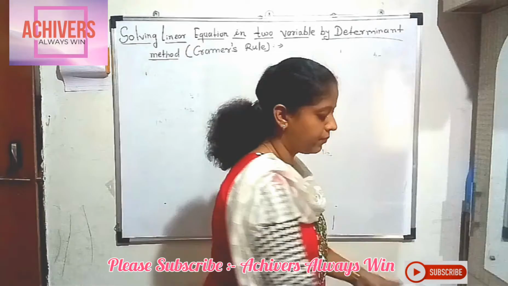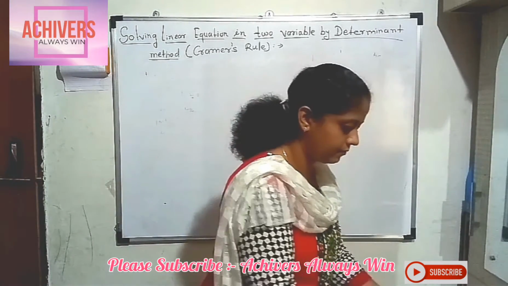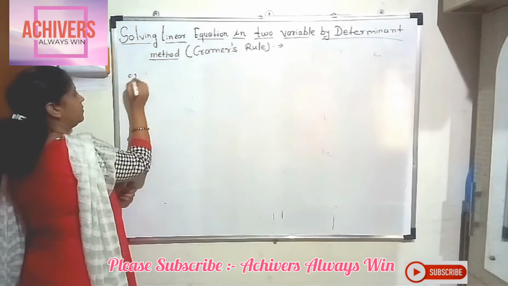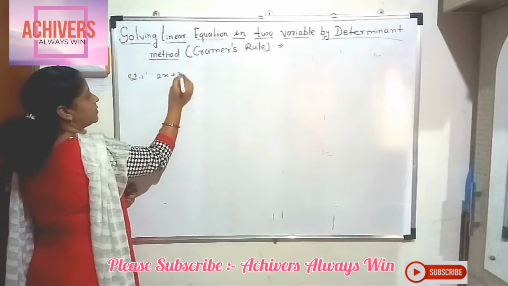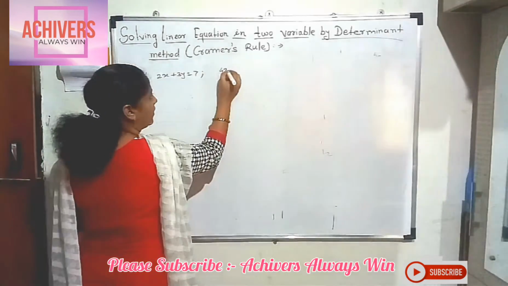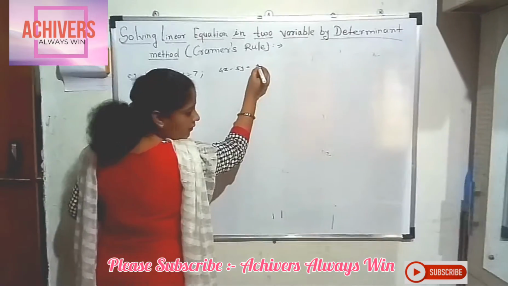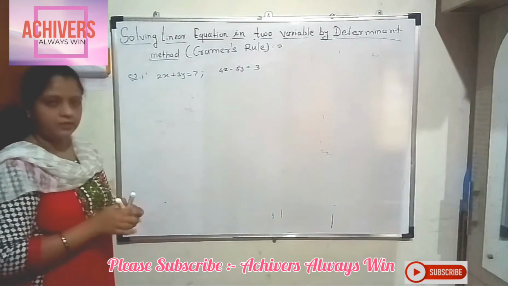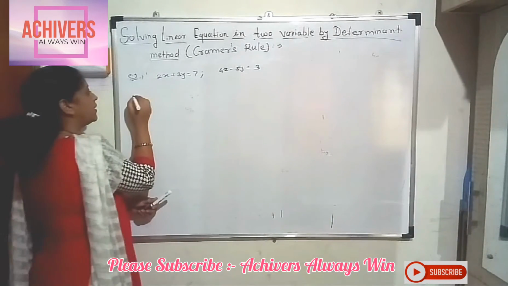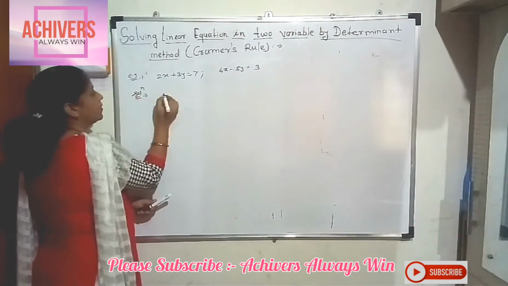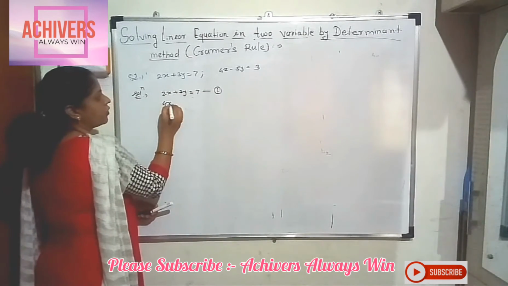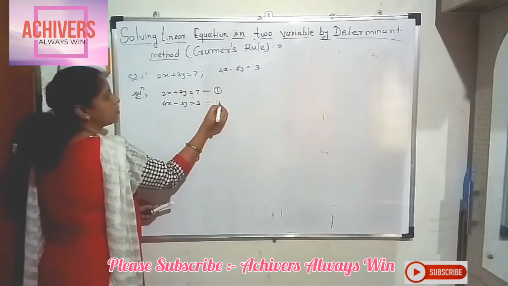Let's see the first example. For example, 2x plus 3y is equal to 7, and another 4x minus 5y is equal to 3. Solve this example by using Cramer's rule. First we number the given equations. 2x plus 3y is equal to 7, equation number first. 4x minus 5y is equal to 3, equation number second.